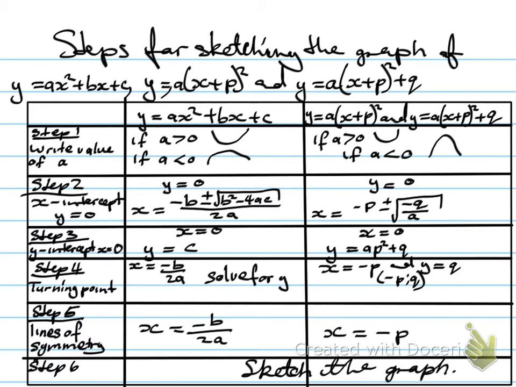And then after you have all this information, you can sketch your graph, because a helps you to determine the shape of the graph. Then you plot the x coordinates, you plot the y coordinate, you join those points, keeping in mind the shape which is dictated by the value of a, and then you can put in your line of symmetry. Let's do some examples.